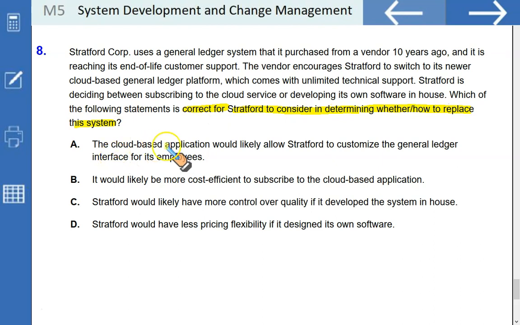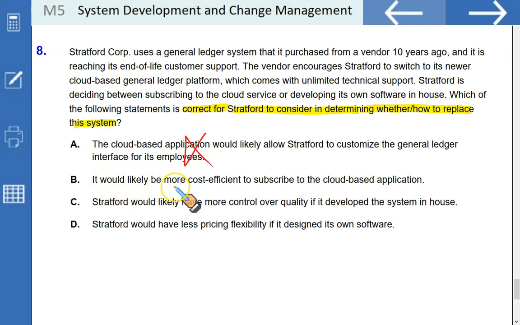A. The cloud-based applications would likely allow Stratford to customize the general ledger interface for its employees. This is incorrect. Cloud-based systems are not customizable. Users will have less control over the functionality and other features that they wish to customize. So this is not correct.